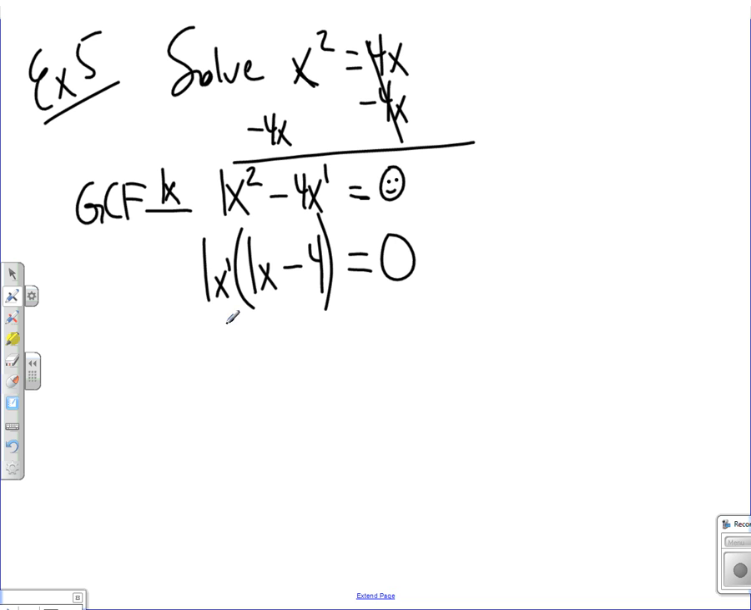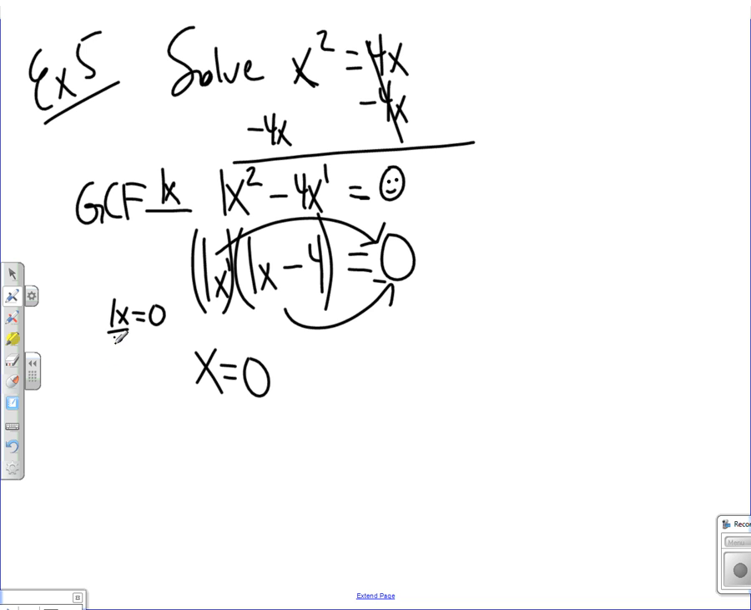Now, to find out the solutions, we have to set each factor equal to 0. And if it bothers you that this 1x isn't in parentheses, you could put them in if it makes you feel good, but it's not really necessary. So 1x equals 0. That tells us one solution is 0. And maybe I should show why that is. 1x equals 0. Divide both sides by 1. X equals 0. Okay? There's one solution.